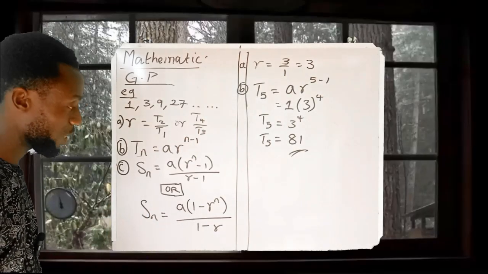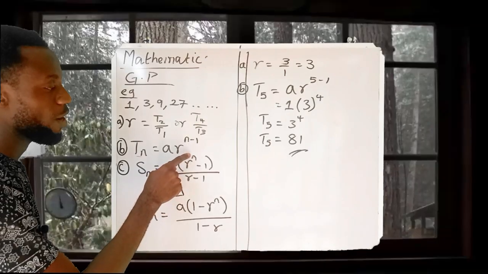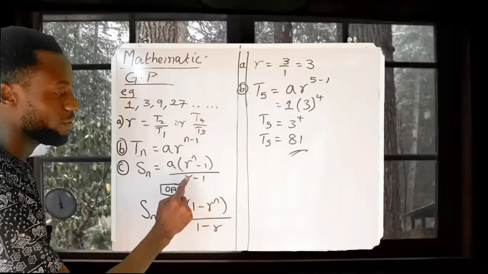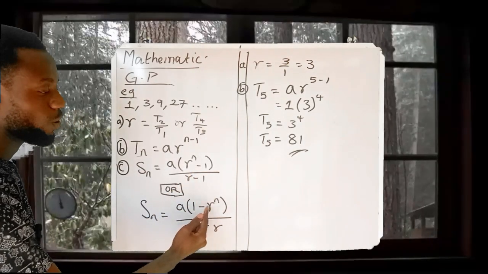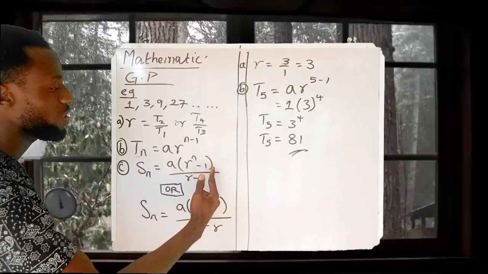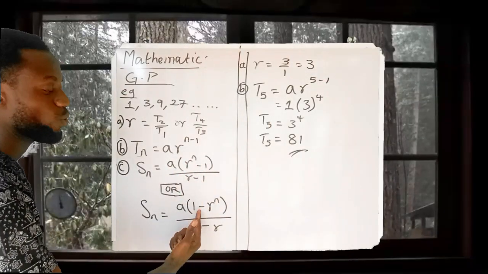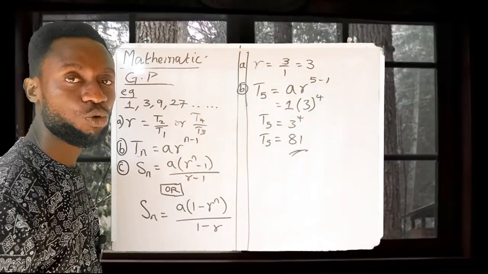Now the next formula is good for solving sum of terms of a GP. The formula to be employed is of two types: either A into r raised to the power n minus 1, divided by r minus 1, so the denominator doesn't have that power of n. Or 1 comes before the r raised to the power n, and 1 comes before r. You use this whenever the ratio you're dealing with is greater than 1. And this one is very good when you're dealing with ratios below 1.